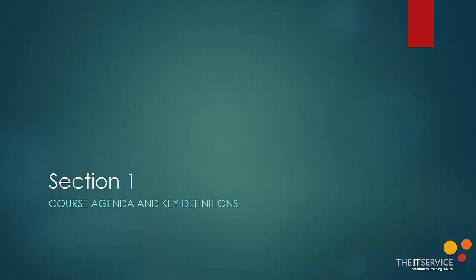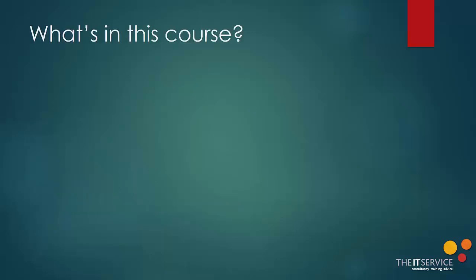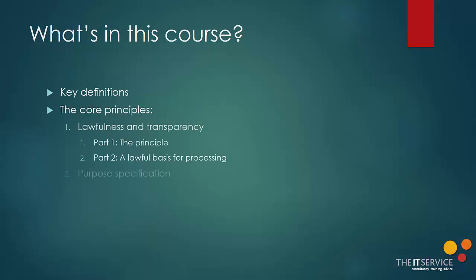This course is made up of a number of sections. Firstly, we'll consider a couple of key definitions, so we all know what we're talking about. The GDPR defines lots of terms, but we're just going to define two: data subjects and personal data. Then we'll move on to the principles. There are 6 core principles in the GDPR, so we'll devote a section to each of these.